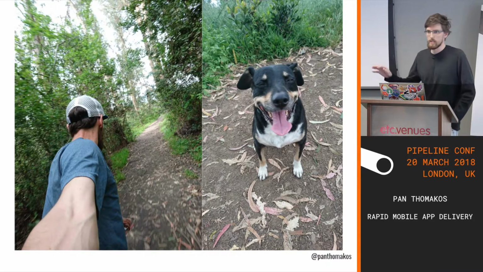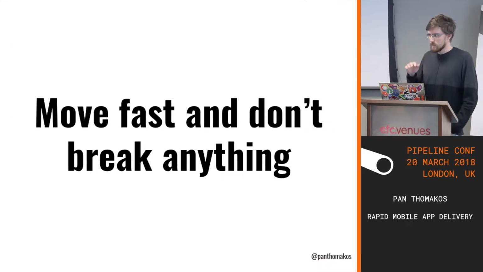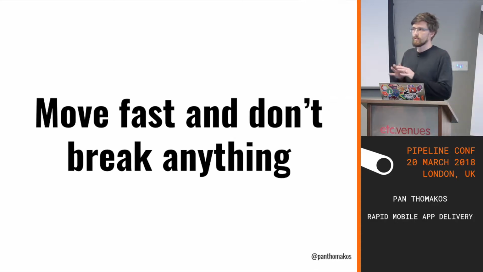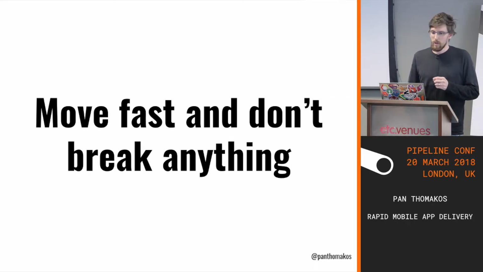So we can't just move fast and break things because there's a little bit more at stake in this experience than there is on the web. So what we really want to do is move fast and not break anything. So we need to reframe continuous delivery for mobile because breaking things has higher consequences.